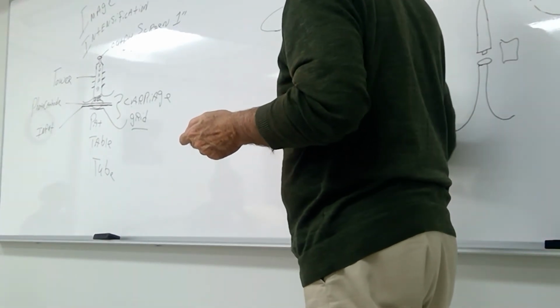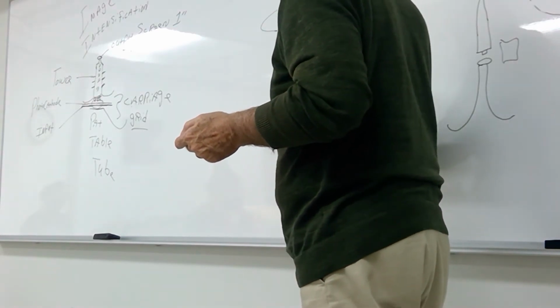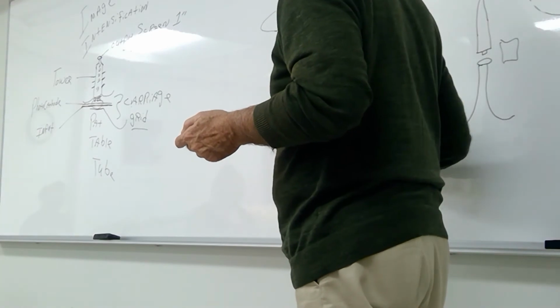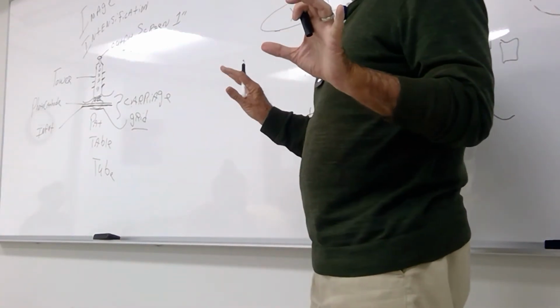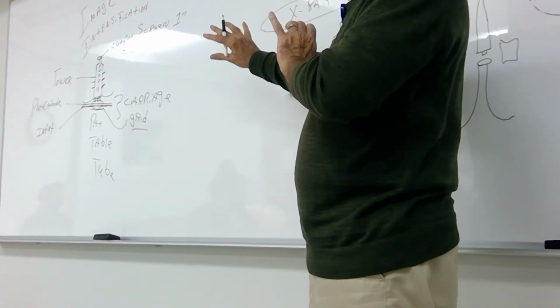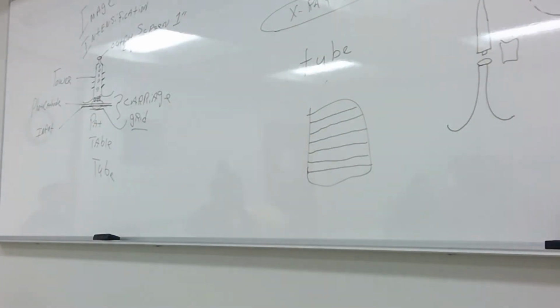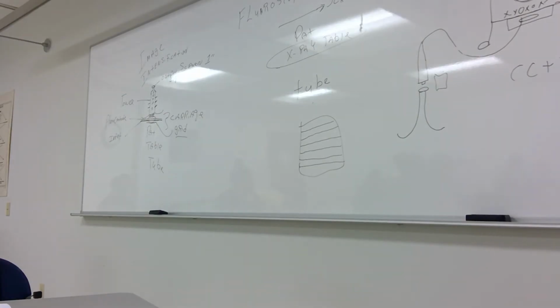It has fine lead strips that do what to the scatter? Absorb it, to get rid of the scatter to enhance the image. So we use a grid. Another thing too, if you're ever in an environment like this, you'll want to wear what? A lead apron, because like I said, it's continuous and the patient is giving off scatter.